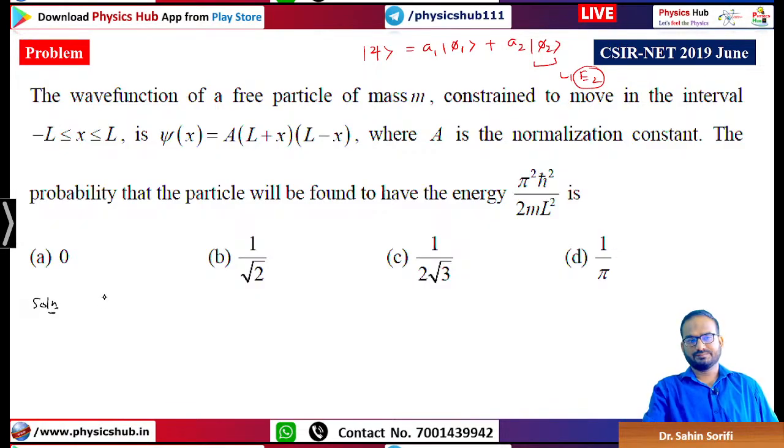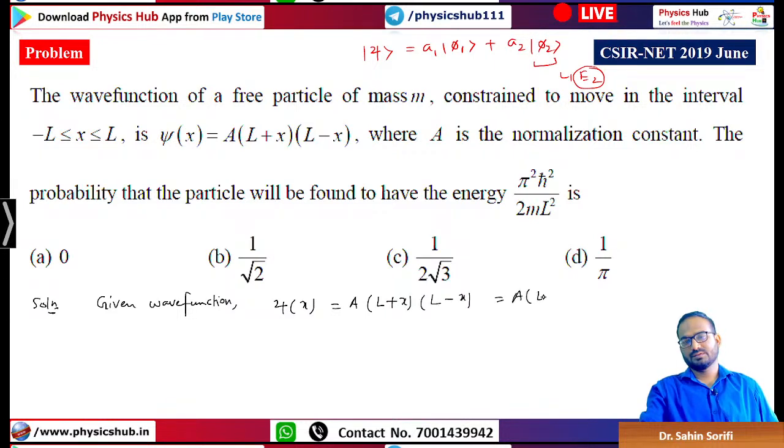Look at the given wave function. Psi of x is equal to A times (L plus x)(L minus x). So A times L square minus x square. So you can say this is an even function.